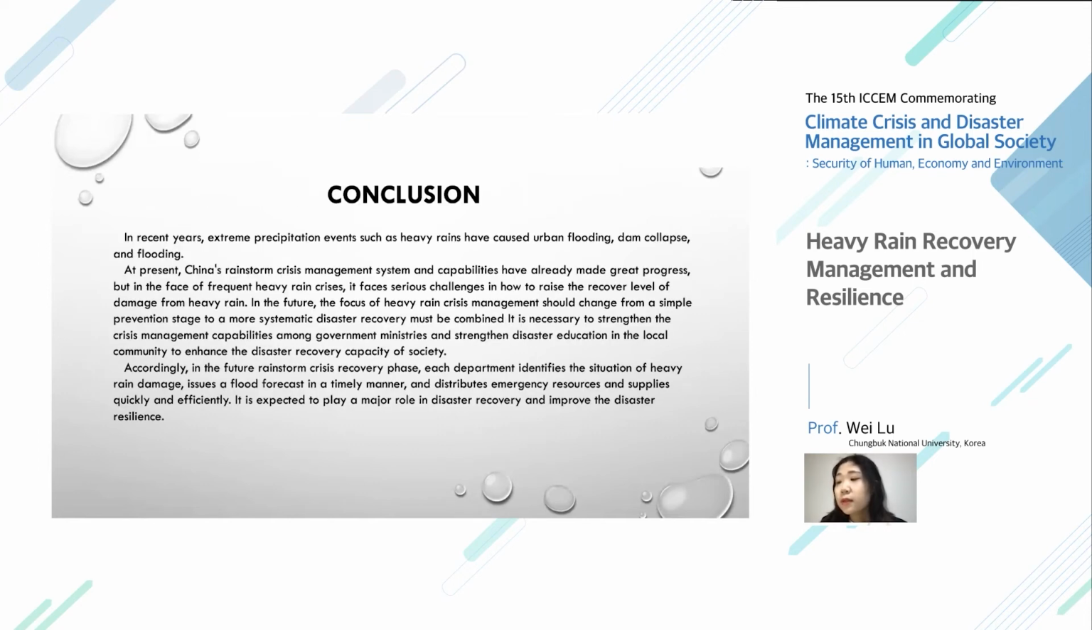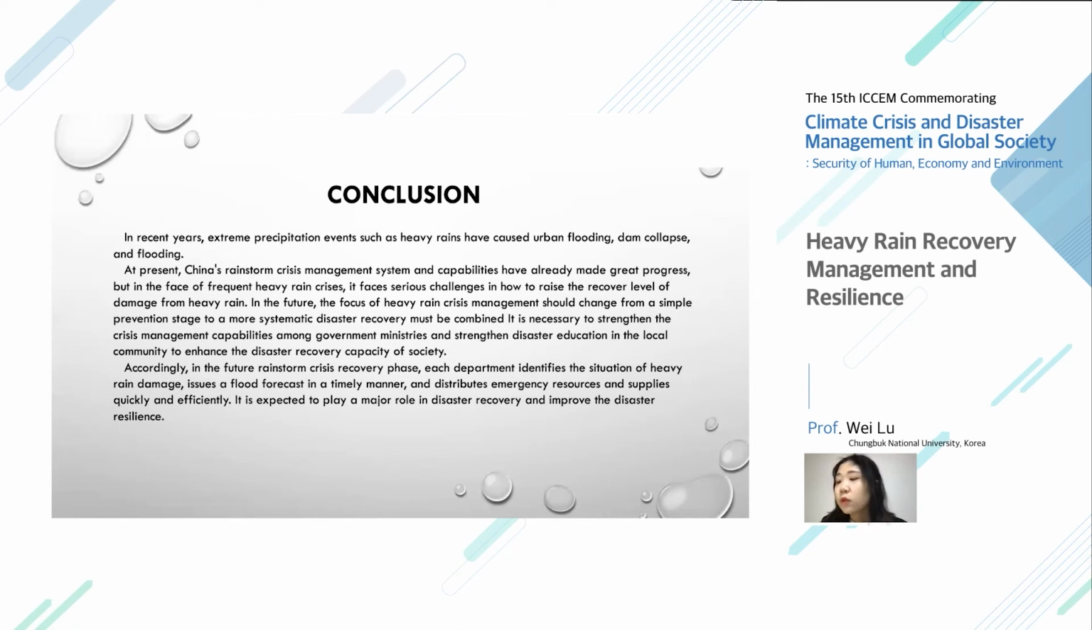In recent years, extreme precipitation events such as heavy rains have caused urban flooding, dam collapse, and flooding. At present, China's rainstorm crisis management system and capabilities have already made great progress, but in the face of frequent heavy rain crises, it faces serious challenges in how to raise the recovery level of damage from heavy rain.